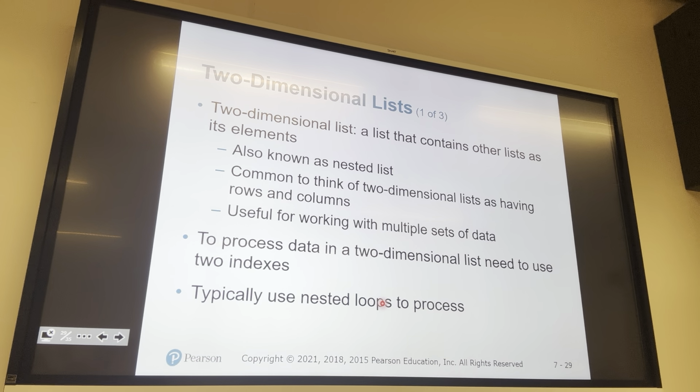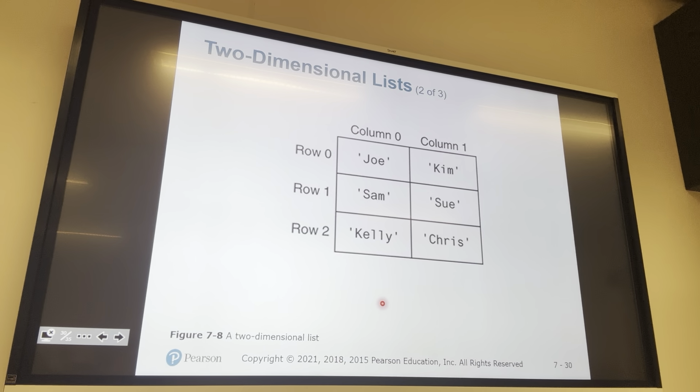Alright. Now here we have a visual illustration of a 2-dimensional list. This list has 3 lists, each for a person. Each list has the first and the last name of one person. So this is the first list, Joe, Kim. The second list, Sam and Sue. The third list, Kelly, Chris. This is why we think of it, as human beings, as rows and columns.